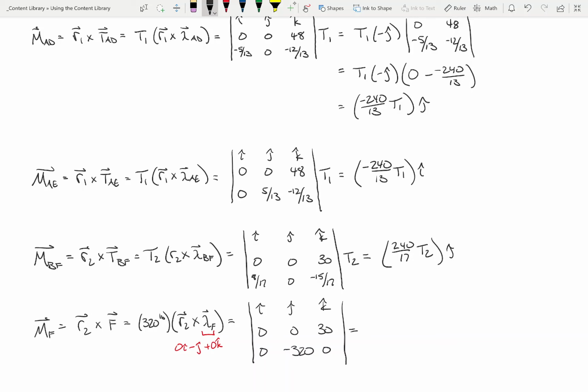Okay. This is the only one that's not going to have a variable in it because we know the answer, right? So what do we got for the I term? I term 0, and that's going to be, what is that? 9,600 times I. The J term is going to be 0. K term also 0. Okay.